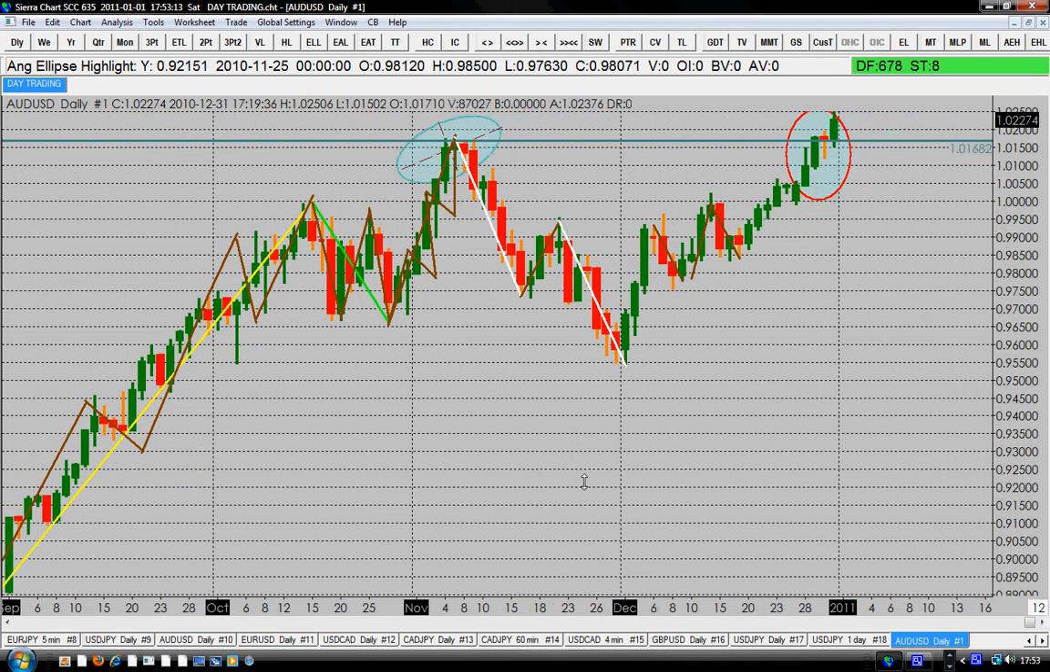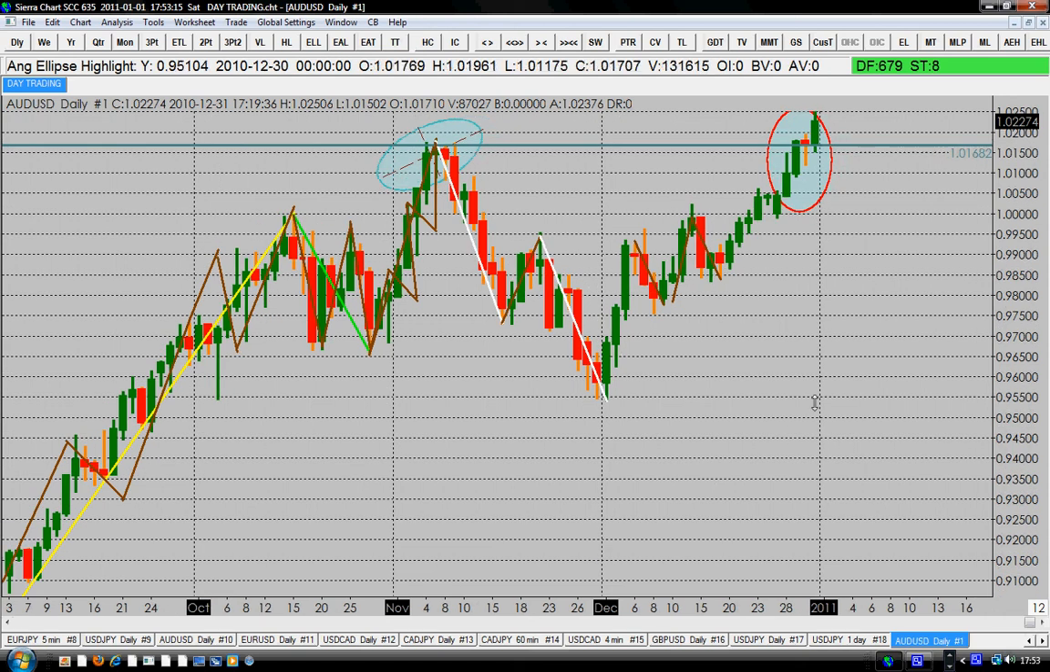Talking about the Australian dollar US dollar currency pair, we are now watching carefully this zone because we are just touching the overbought zone of the fifth wave. Retest of that zone, the price broke that resistance level of 1.0168. We'll watch carefully whether this is a valid breakout or a fake breakout.